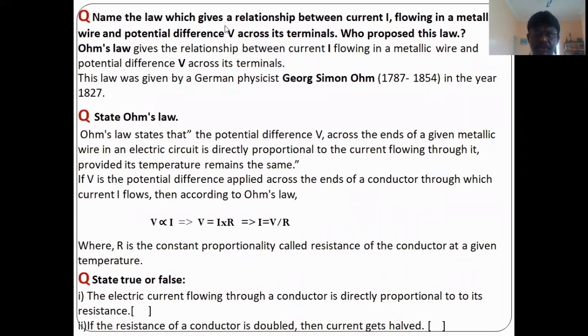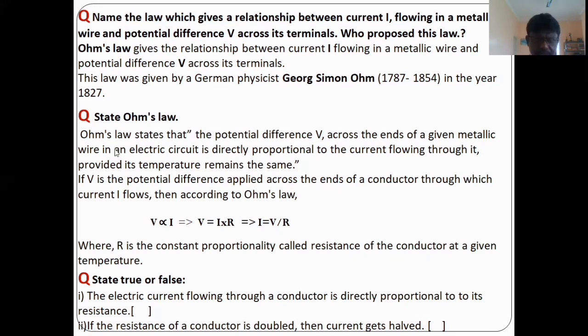Name the law which gives a relationship between current I flowing in a metallic wire and potential difference V across its terminals. Who proposed this law? Ohm's law gives the relationship between current I flowing in a metallic wire and potential difference V across its terminals. This law was given by a German physicist, George Simon Ohm, in the year 1827. Now, children, let us try to define Ohm's law.